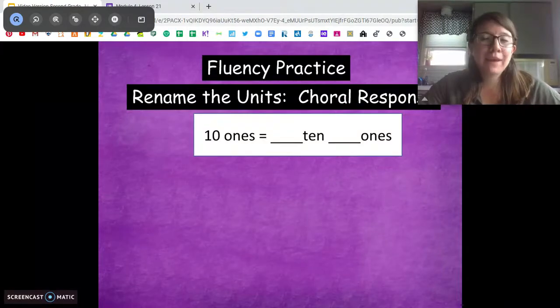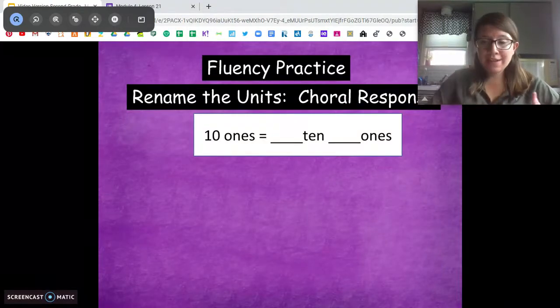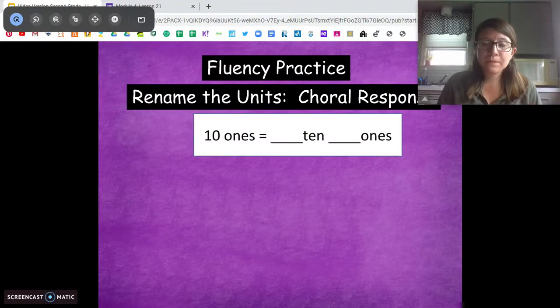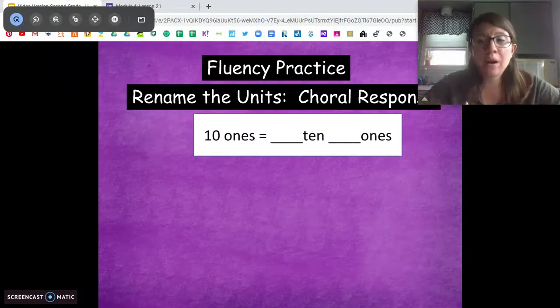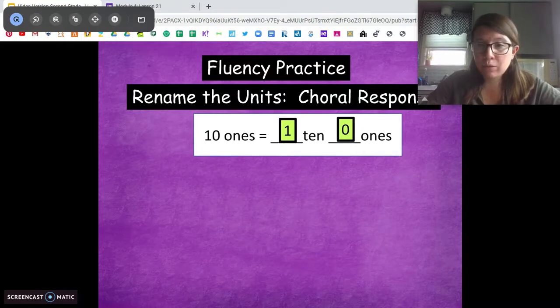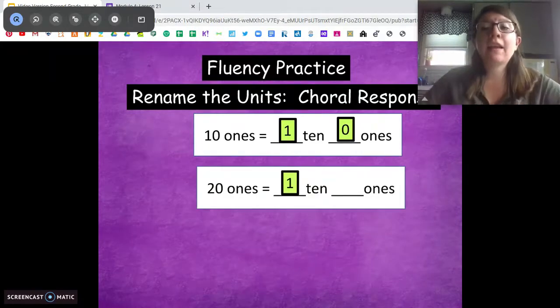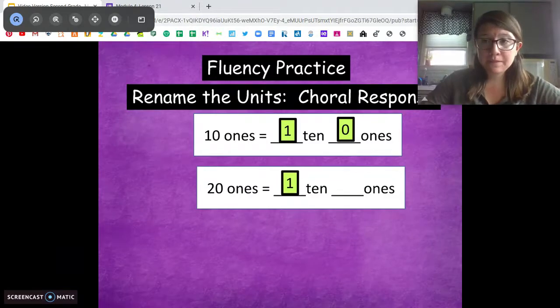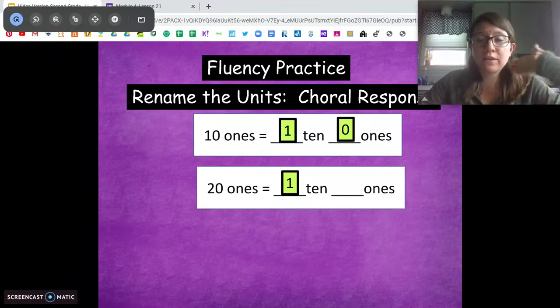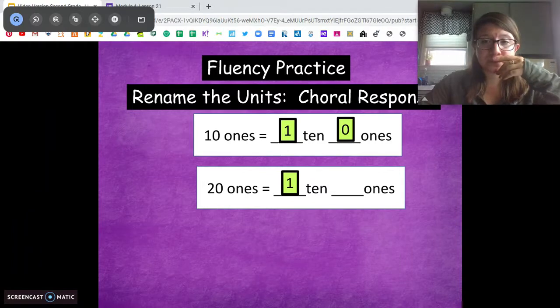So you're going to basically be taking 1 ten out of every set of ones and telling me how many tens that equals. So if I give you 10 ones, how many tens is that? If I take 1 ten out of that, it'd be 1 ten, 0 ones. Good. Now if I have 20 ones and I take out 1 ten, how many more ones is that? How many more ones do I need to get to 20 ones?